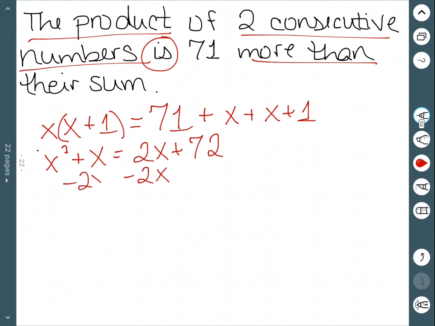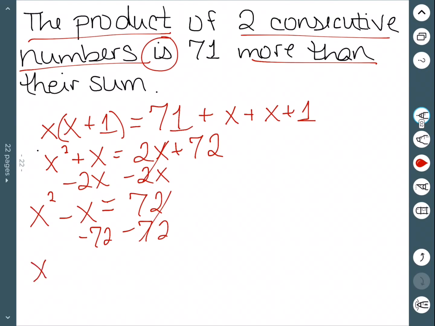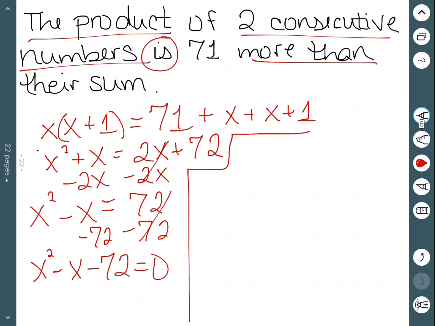I can subtract 2x from both sides. That gives me x squared minus x is equal to 72. Subtracting 72 from both sides gives me x squared minus x minus 72 equal to 0. We now need to factor this. I need numbers that multiply to be 72 and add to be 0.